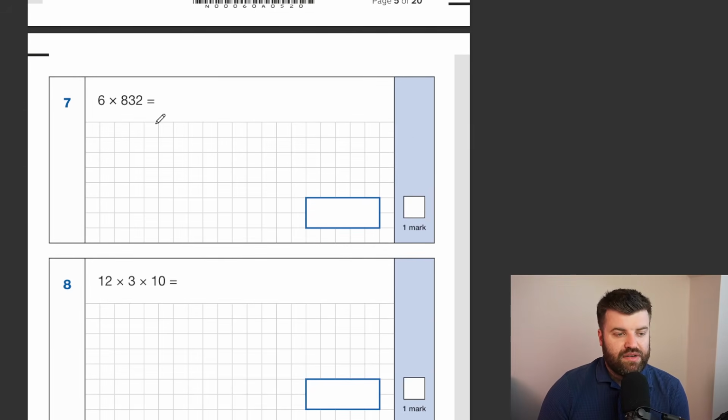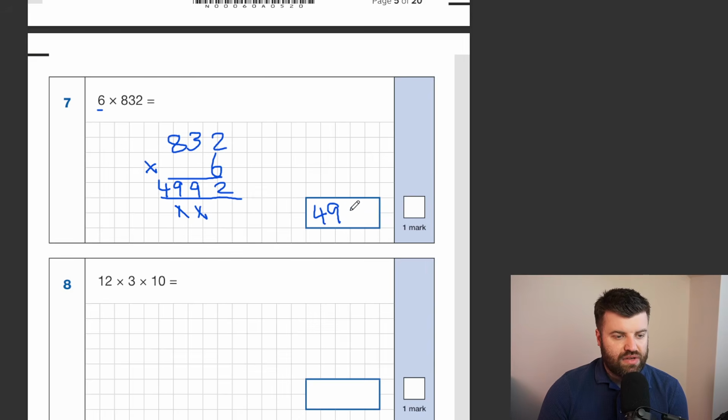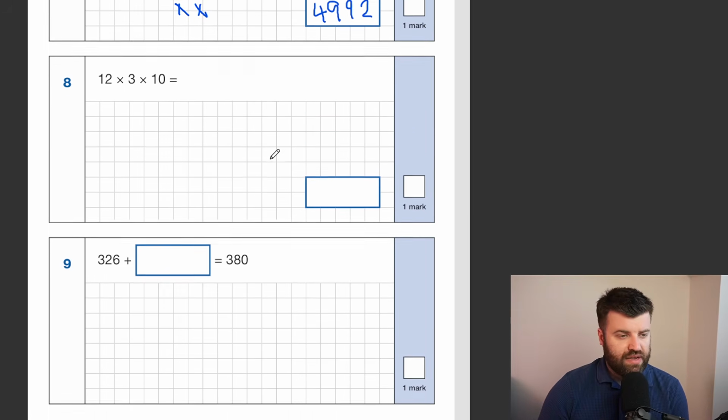6 multiplied by 832. It doesn't matter that the smaller number has come first. We can put this into short multiplication. 832 multiplied by 6. We're going to start in the ones column. 6 times 2 is 12. 6 times 3 is 18. Plus that 1 gives me 19. And then 6 times 8 is 48, plus that 1 again is going to give me 49, and the answer is 4,992. Nothing too tricky so far. Good base knowledge of times tables, absolutely required.